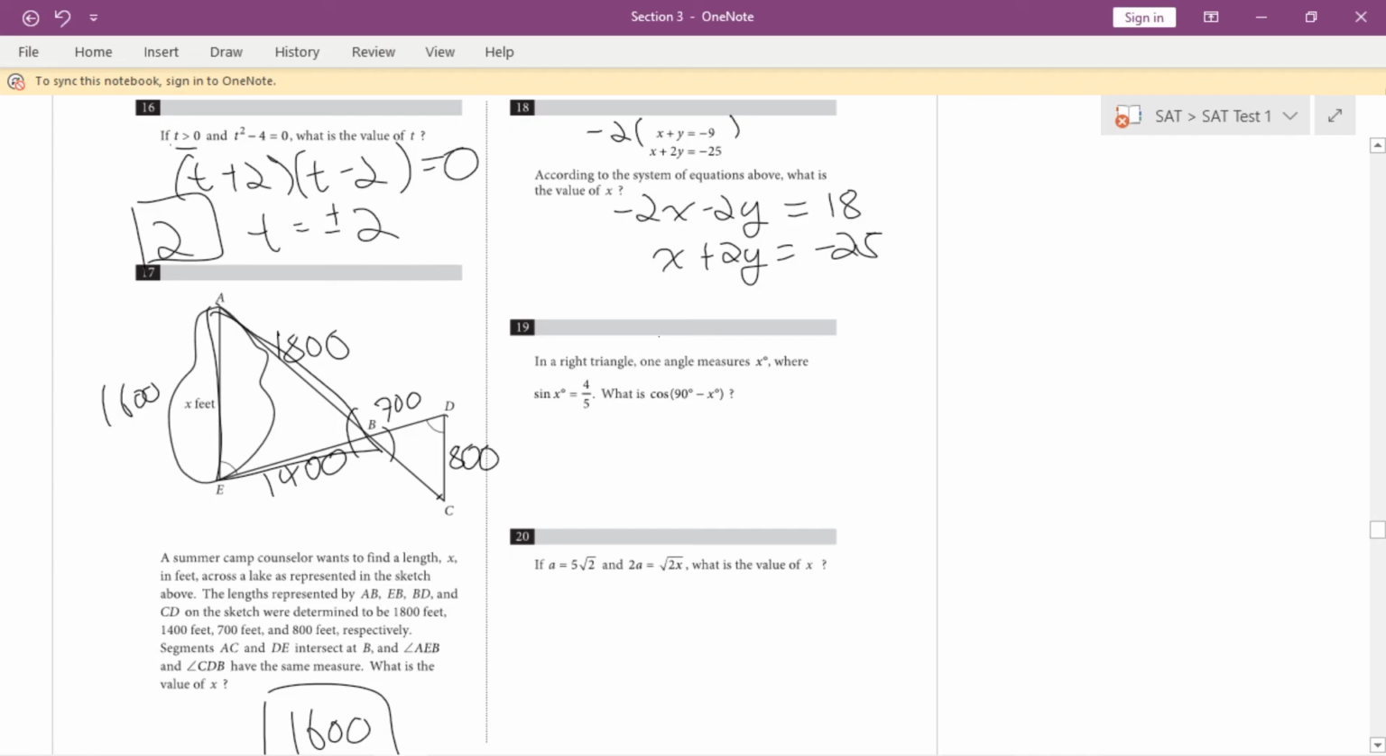And I'm just going to combine top and bottom. Well, for the x's, I get -x, and the y's will cancel out. So I get 18 and -25 become -7. So x has to equal +7.